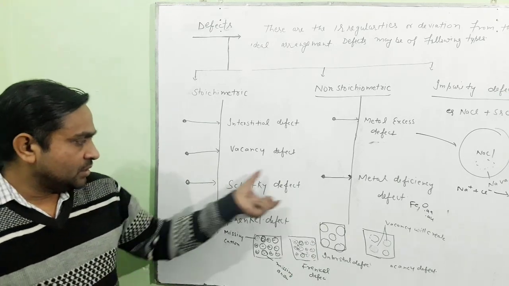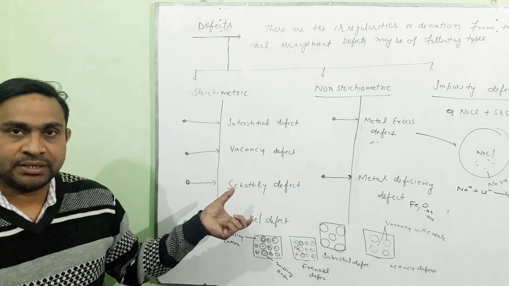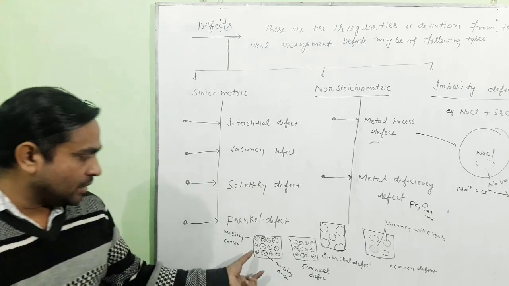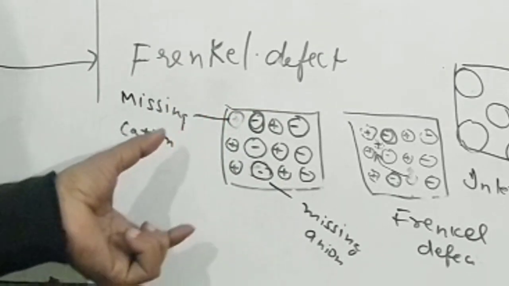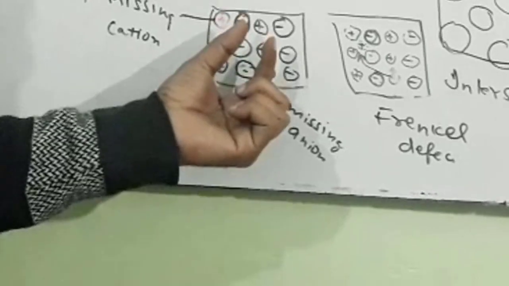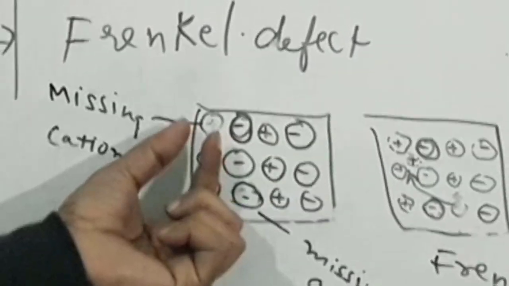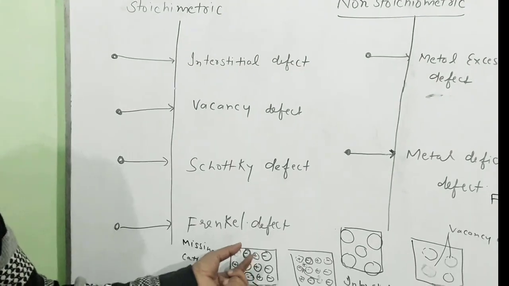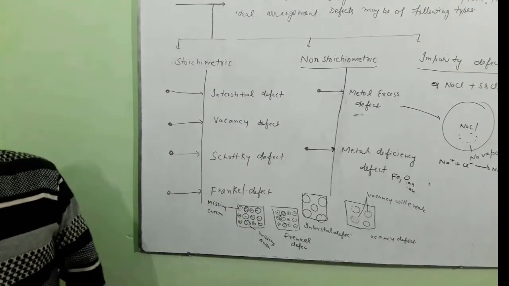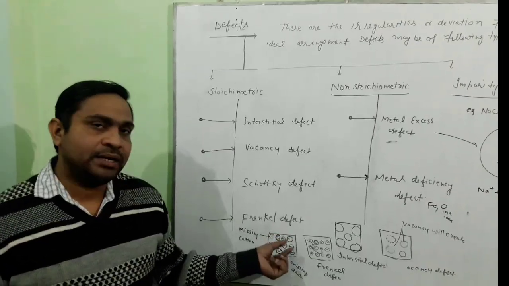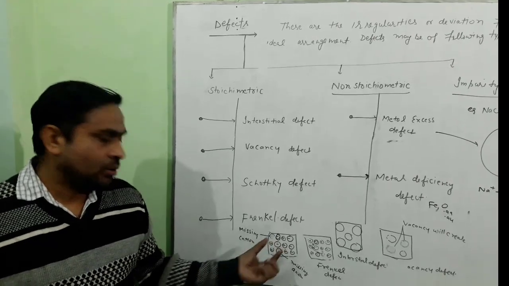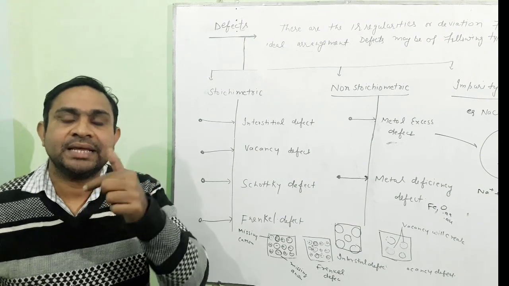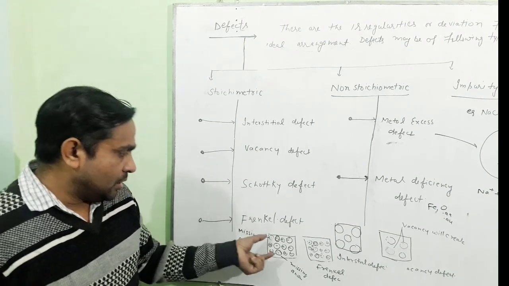The next defect is known as the Schottky defect. This type of defect is basically found in ionic compounds. Here is the diagram. We can see the cation and the anion. The first ion is the cation, and the second, which has the negative charge, is known as the anion. Again cation, anion, cation, anion. The cation has a smaller size, whereas the anion has a larger size. They are in sequence.